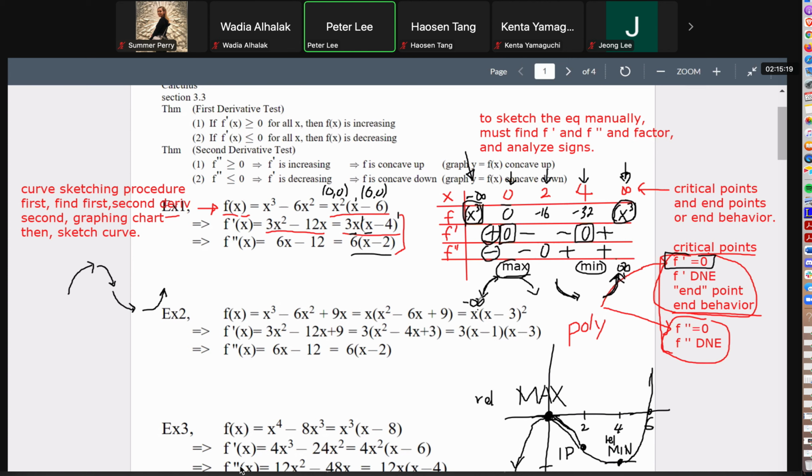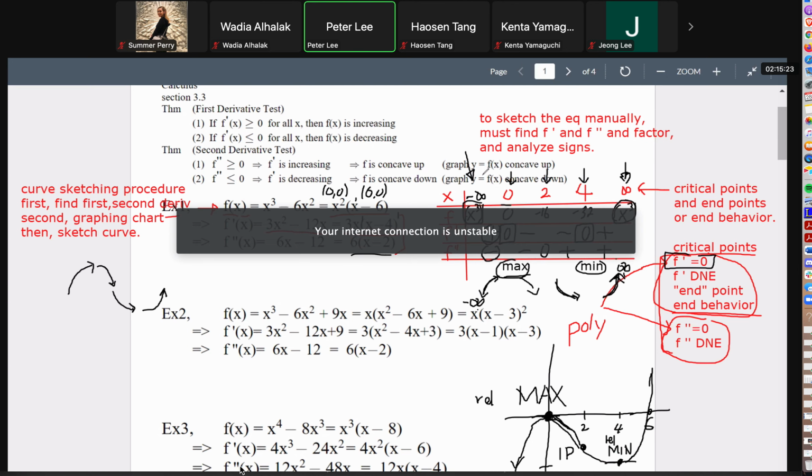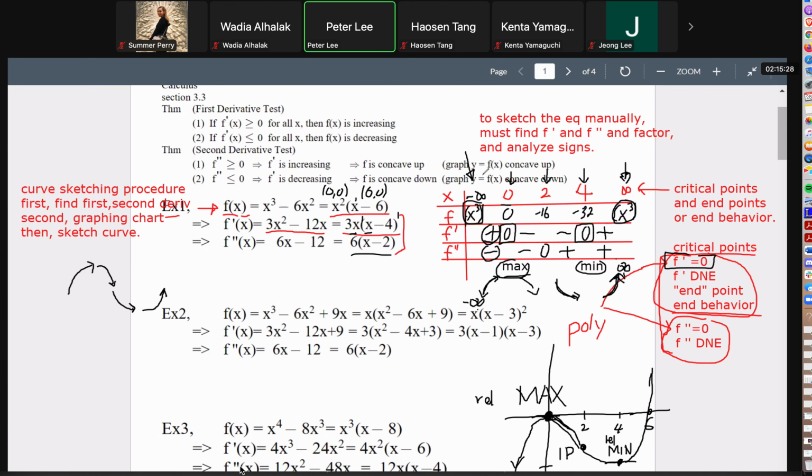Therefore, we know that this guy is just a relative min. So this graph has no absolute max, no absolute min. We have one relative max, one relative min, and we have an inflection point. Note that this f double prime here is a minus, so it's concave down, and then changes to concave up.